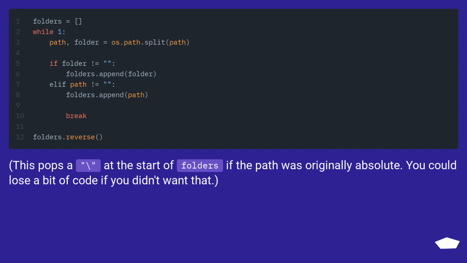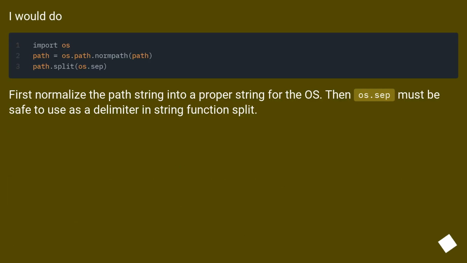This pops the drive at the start of folders if the path was originally absolute. You could lose a bit of code if you didn't want that. I would do: first normalize the path string into a proper string for the OS. Then os.sep must be safe to use as a delimiter in string function split.